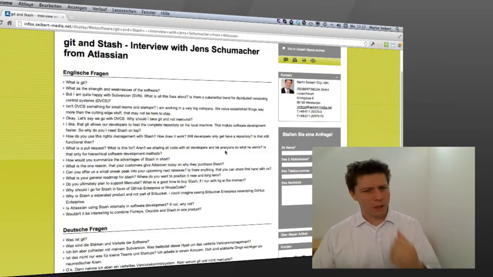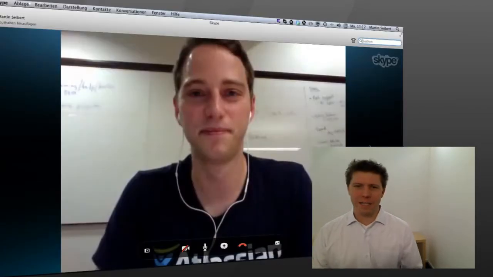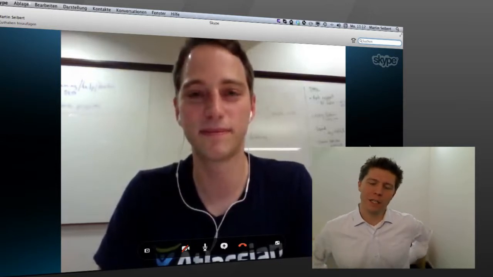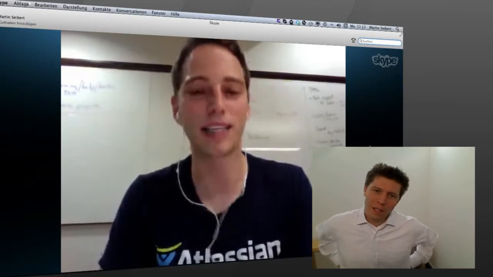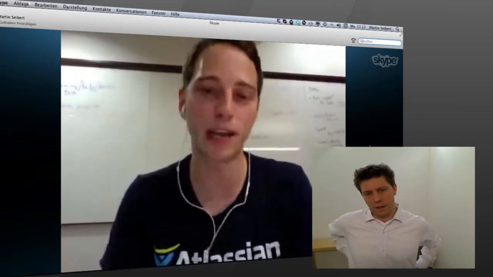So we were talking about Mercurial. Is there any plan to add Mercurial support in Stash? So we're considering it for the future. We definitely architected Stash in a way that allows us to add Mercurial support later on.